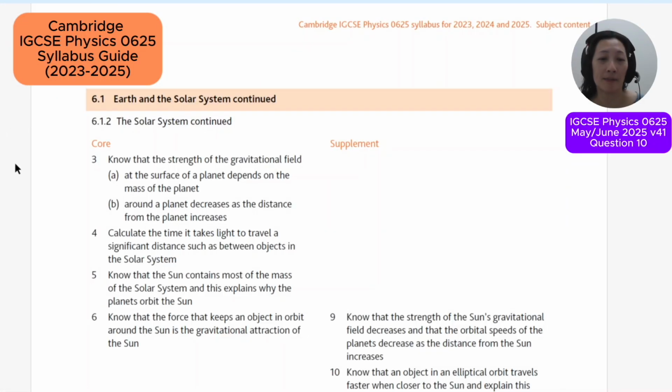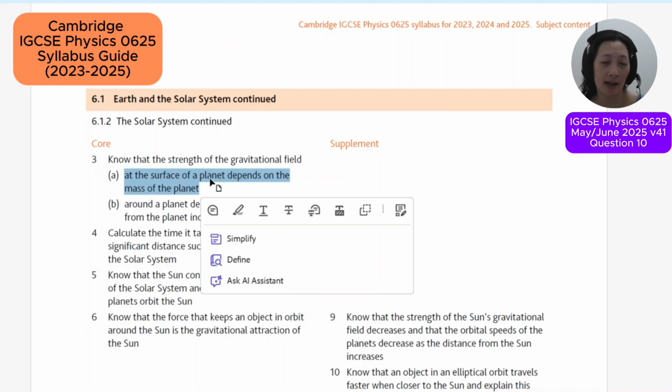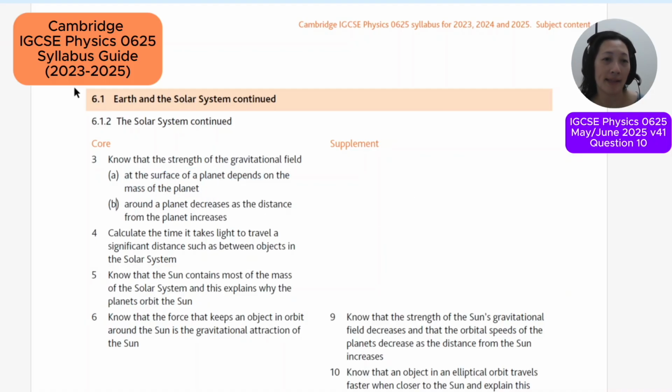So to prove this to you, let's just check the syllabus guide. And you can see in the syllabus guide here, you are expected to know that the strength of the gravitational field at the surface of a planet depends on the mass of the planet, or around a planet decreases as the distance from the planet increases. So you can see that the only factor for the strength of the gravitational field strength at the surface of a planet depends on the mass of the planet. So that's why for this question, mass is the answer.